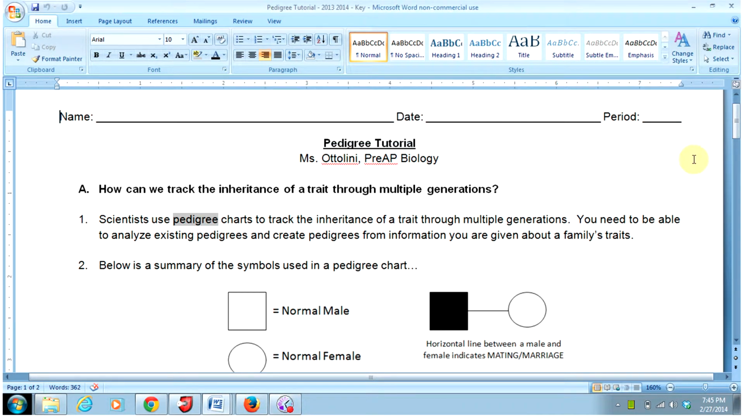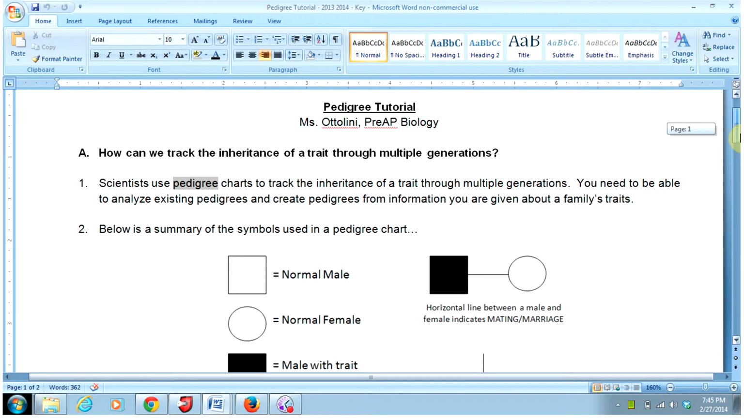Hey guys, it's Miss Adelini, and this is a pedigree tutorial. So today we are going to be looking at a tool that will allow us to track the inheritance of traits across several generations. Now we can use Punnett squares, but that only allows us to track the inheritance of a trait from parents to their offspring, not across many generations.